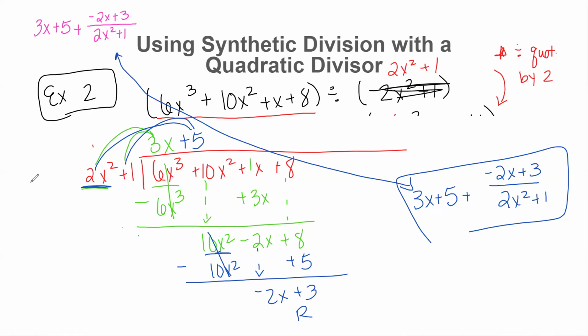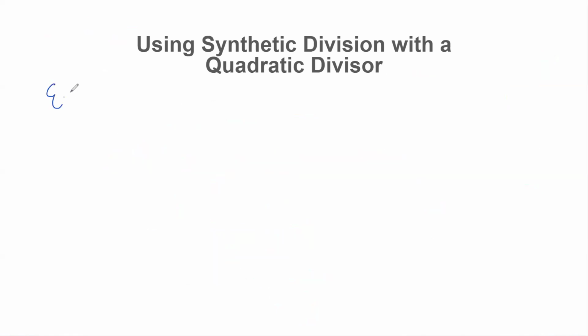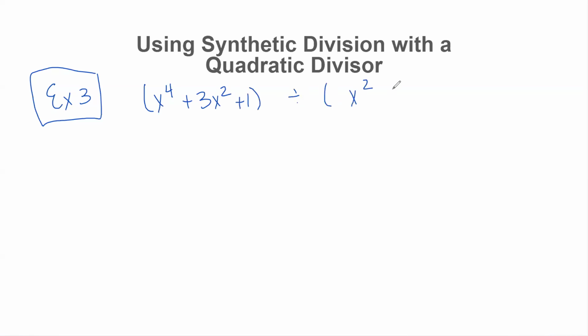All right, I have 2 more for you. I have an example 3. It's x to the 4th plus 3x squared plus 1 divided by x squared minus 2x plus 3. Now you will note we have 0x cubed and 0x. We will have to put those placeholders in.